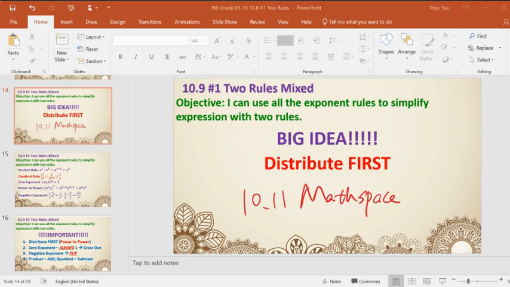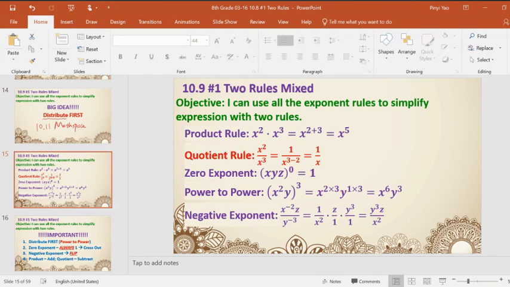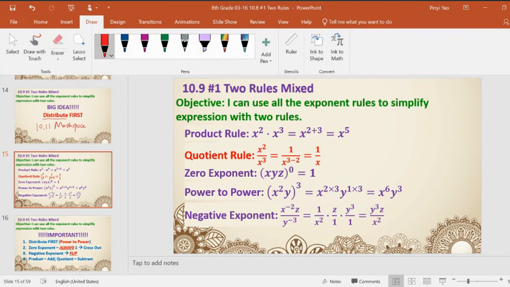So the big idea for this lesson is we are going to need to do distribution first when needed. And I'll actually give you an order of how we should proceed with questions. But first, let's do a quick recap on all the rules we have learned. We learned product rule, which is when we multiply the same bases. In that case, we add the exponents.